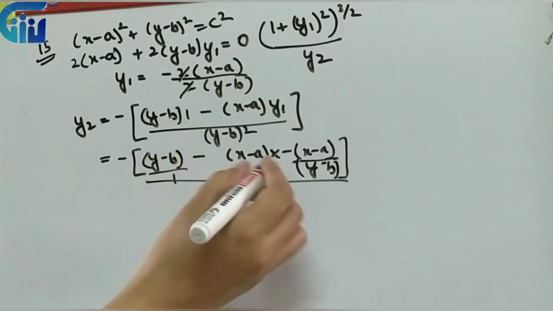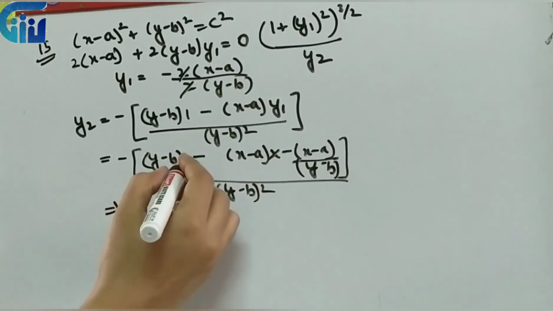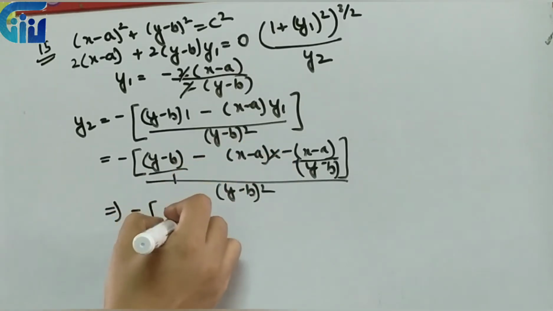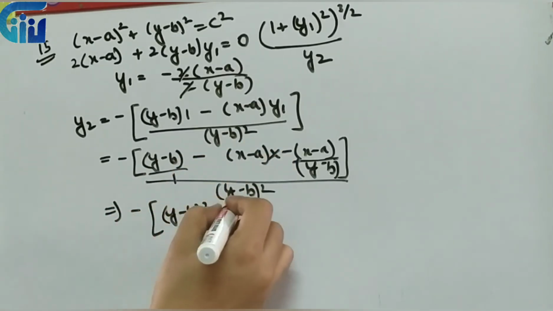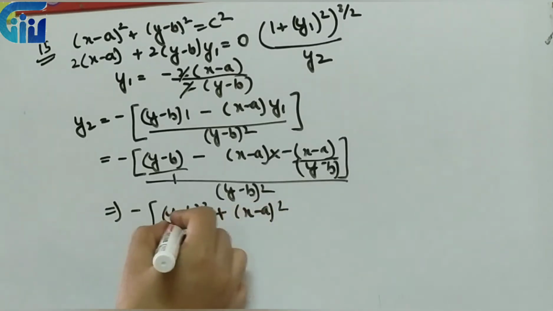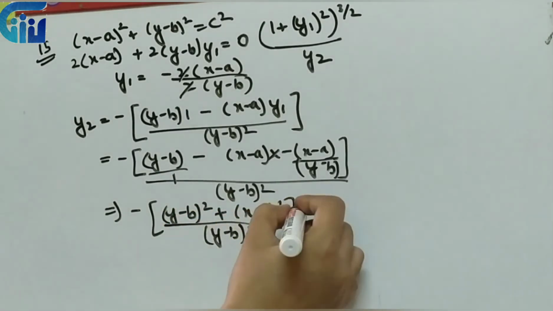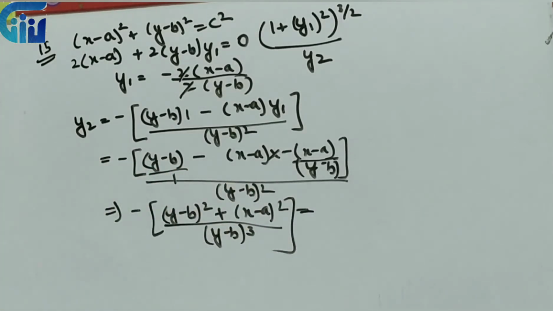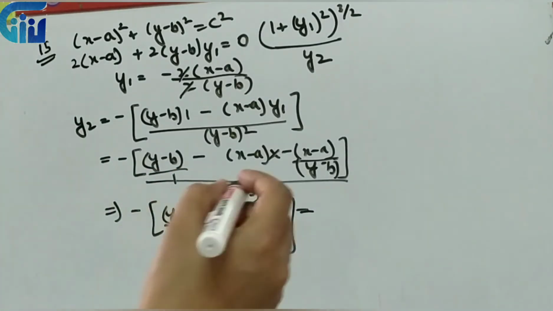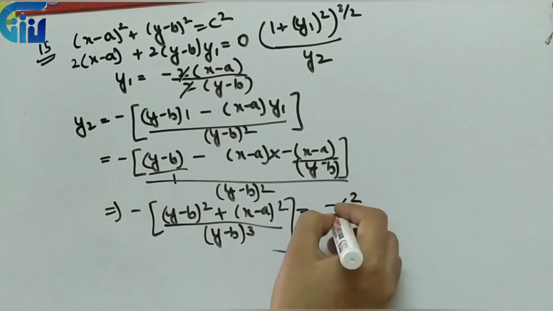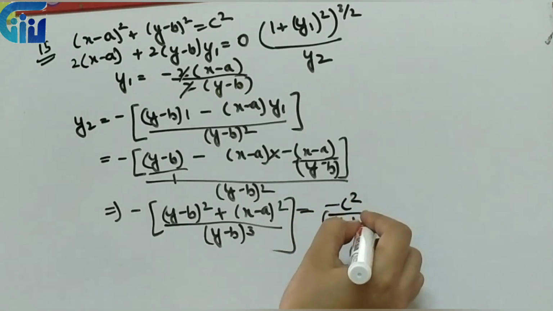So we'll just take the LCM over here. So this will be minus sign here, minus minus plus. So this will be y minus b whole square plus x minus a whole square. This will come to the denominator and it will be y minus b whole cube. In the numerator, we observe that y minus b whole square plus x minus a whole square is equal to c square. So this is minus c square upon y minus b whole cube, right?